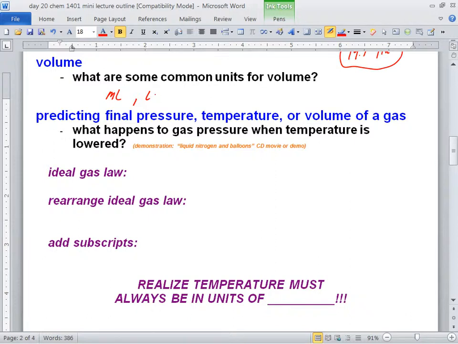Any other volume units, Kenneth, you can think of? Gallon. A gallon. How about the volume units, Tanya? Remember what, I don't know where they would have first talked about this. Length times width times height. Wasn't that volume? What units do you end up with if you do length times width times height?